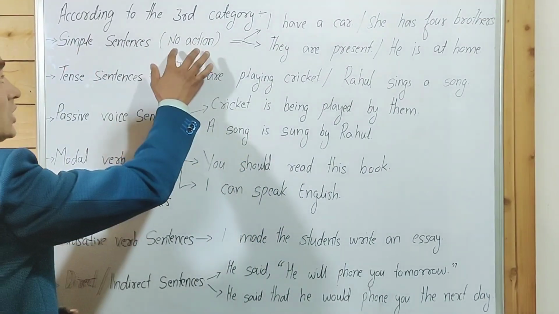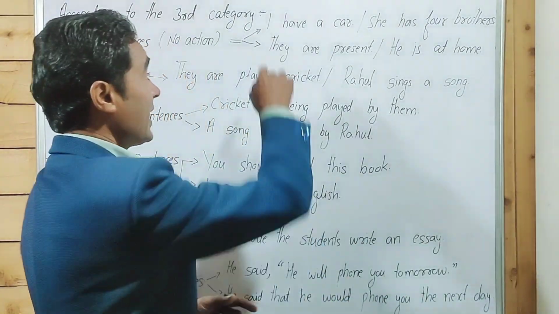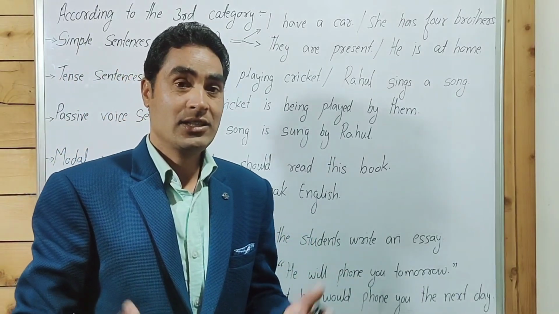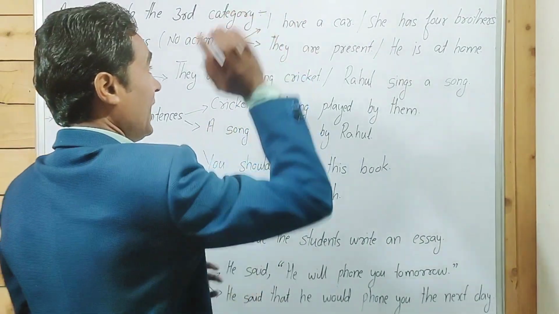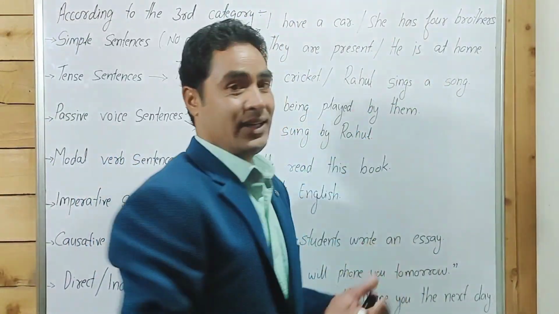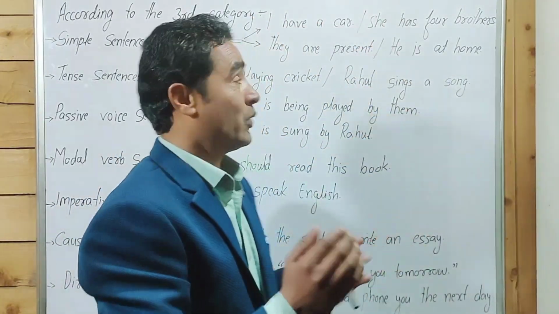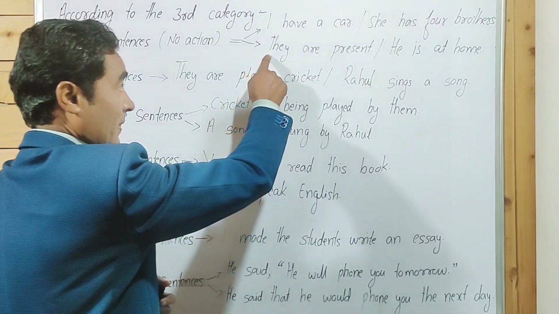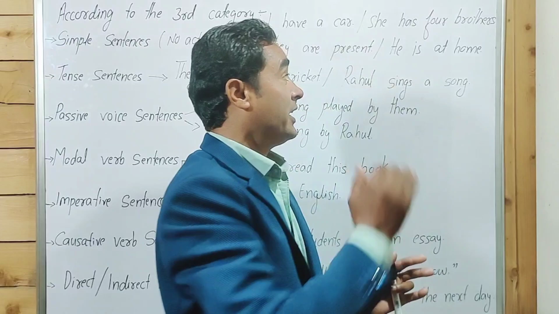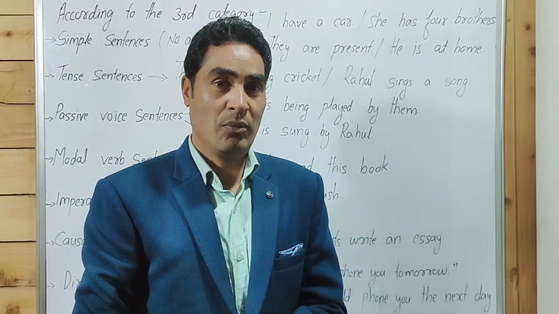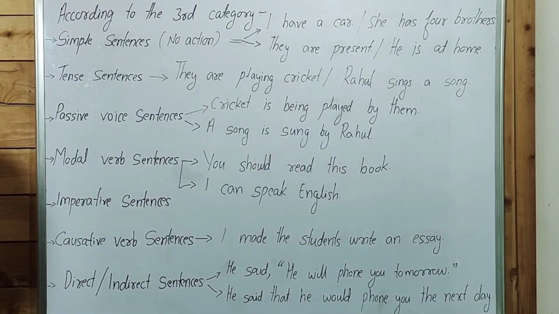So a simple sentence doesn't show any kind of action. The subject doesn't do anything. I have a car. She has 4 brothers. Here the subject doesn't do anything. They are present. They were absent. He is at home. She was at home. So these are simple sentences.